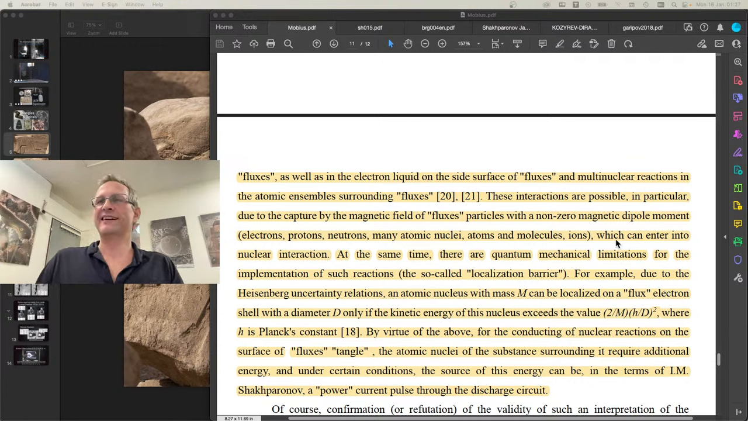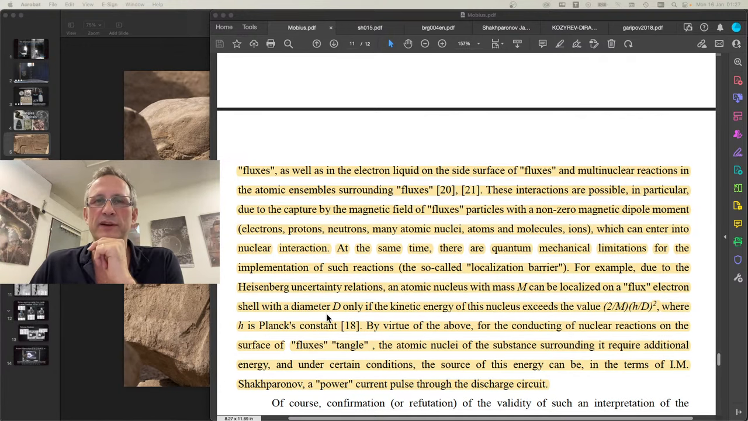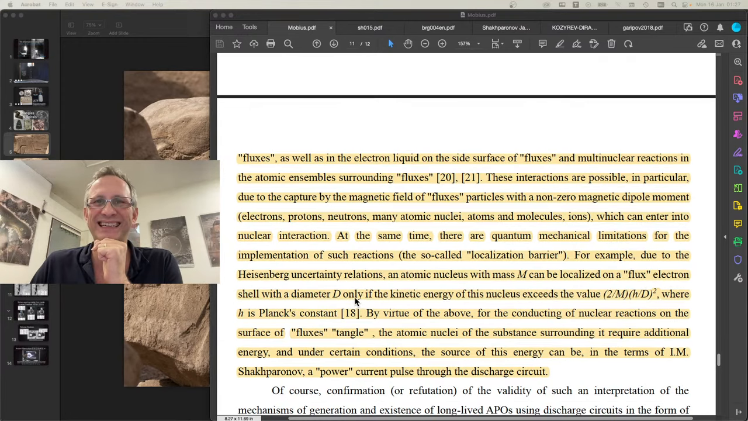Okay. So, at the same time, there are quantum mechanical limitations for implementation of such reactions, the so-called localization barrier. For example, due to the Heisenberg uncertainty principle, an atomic nucleus with mass M can be localized on a flux electron shell with a diameter D only if the kinetic energy of this nucleus exceeds 2 over m times h over d squared, where h is Planck's constant, reference 18.